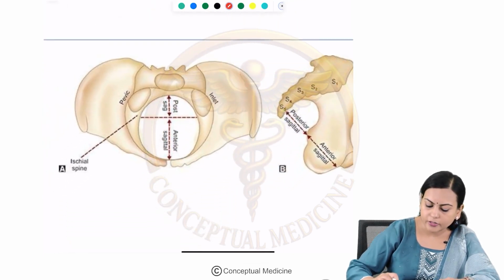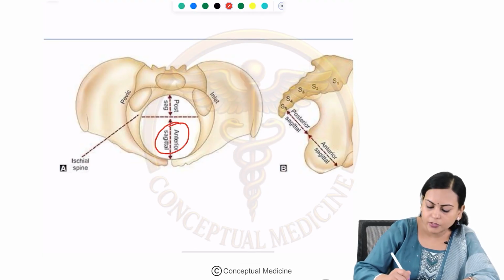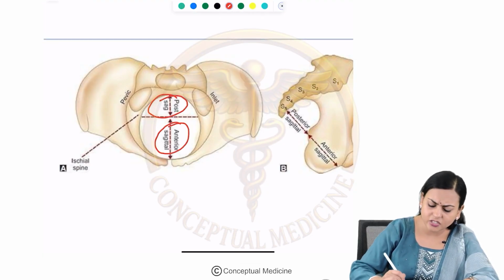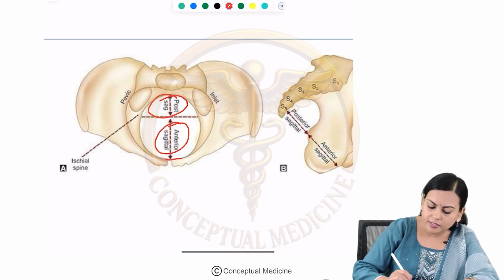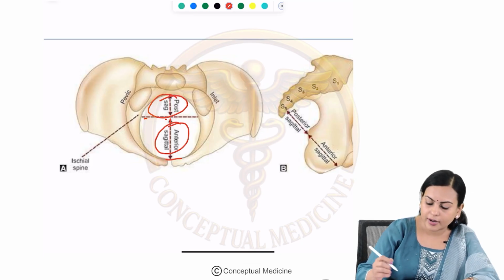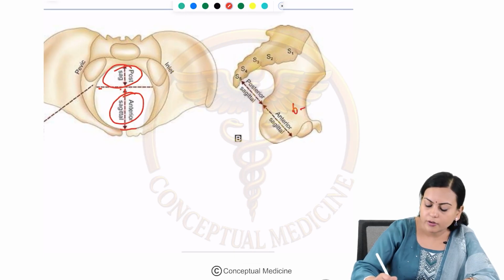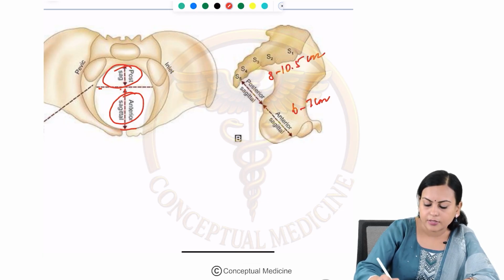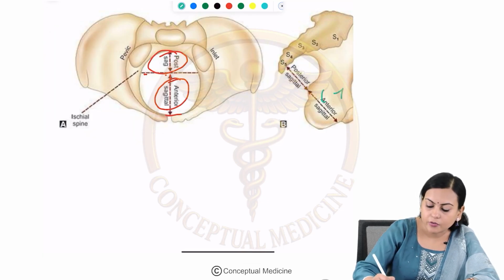Also, in the outlet you have an anterior sagittal diameter and a posterior sagittal diameter. Anterior sagittal diameter extends from the pubic symphysis to the junction of the transverse line between the tuberosities, and posterior sagittal diameter extends from the sacral promontory to the junction of the transverse line. The anterior sagittal diameter measures around 6 to 7 centimeters and the posterior sagittal diameter measures around 8 to 10.5 centimeters.